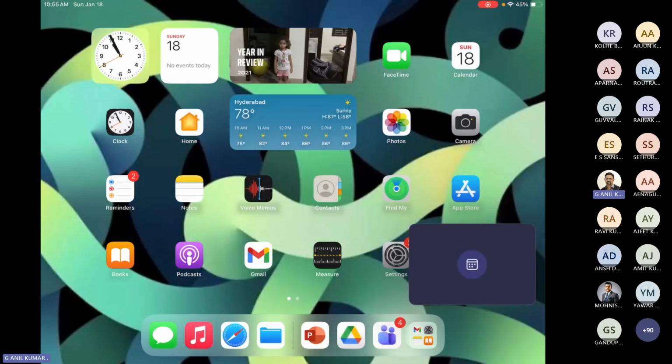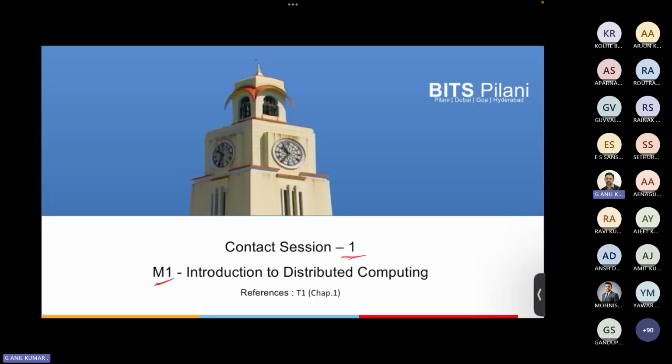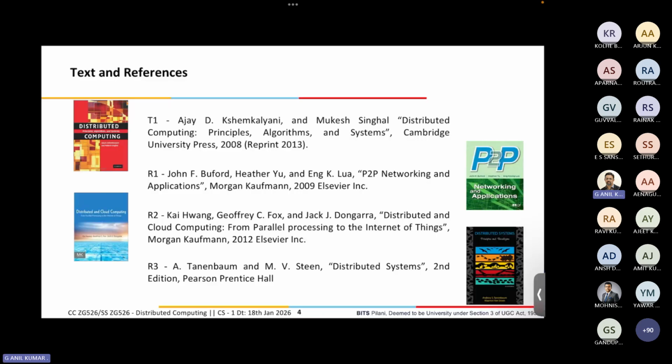So the first contact session is from module 1 of our course, which speaks about the introduction to distributed computing. This is part of your textbook chapter 1. Most of the content is a part of your Kshema Kalyani. This is the prescribed textbook that I was speaking about.